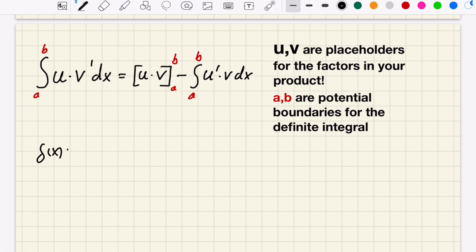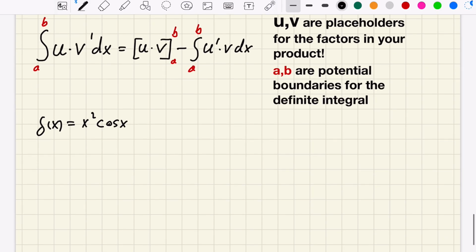You have the function x squared cosine x. All right, so we're going to do the factor which becomes 1 after multiple differentiations, again this x. So we choose u is x squared, u dash is 2x, v dash is cosine x, and v is sine x.